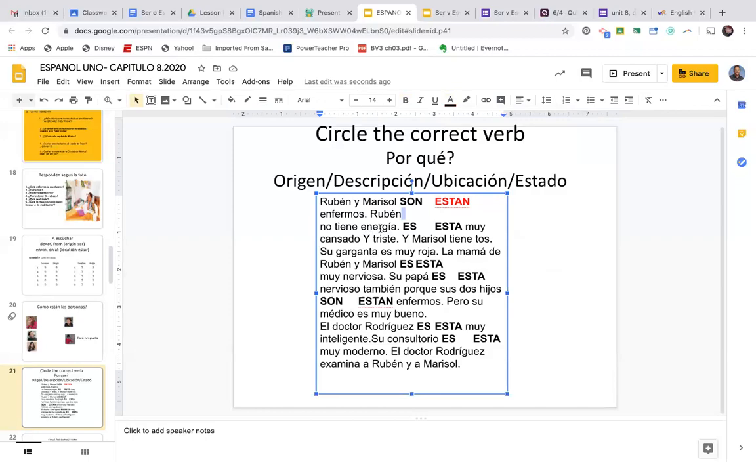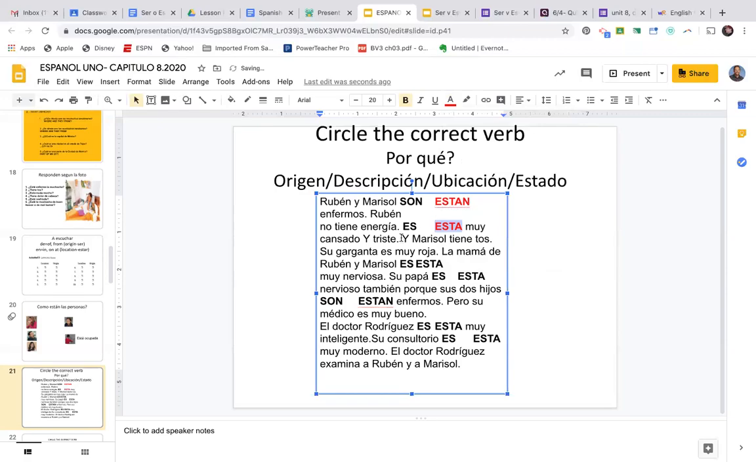Ruben no tiene energía. He doesn't have a lot of energy. He is very tired and sad. Muy cansado y triste. Cansado y triste. Tired and sad. Is that origin, description, location, or emotion? Again, it's emotion, so we are highlighting the verb estar.